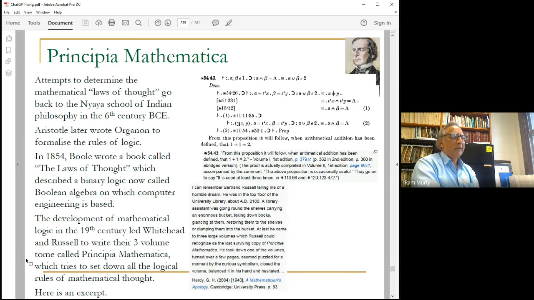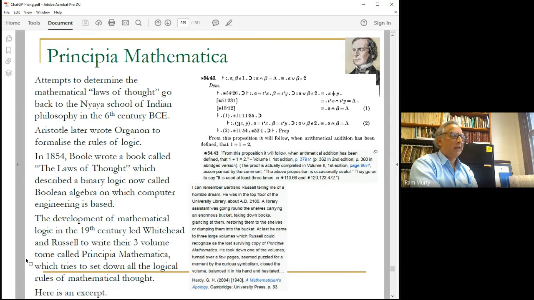And here's a rather fascinating tidbit from G.H. Hardy, who had a conversation with Bertrand Russell. He says, I can remember Bertrand Russell telling me about a horrible dream he had. He was on the top floor of a university library, and the year was 2100. We're not there yet. Okay, 2100. A library assistant was going around the shelves carrying an enormous bucket, taking down books, glancing at them, restoring them to the shelves, or dumping them into a bucket.